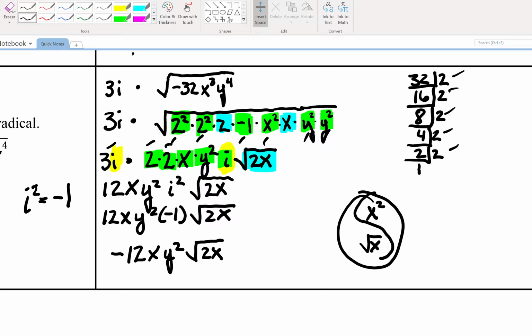And so the fact that I started with this i out in front and that I brought an i out because of the negative, they ended up canceling each other, making a negative 1 and changing the sign of my final answer, which no longer is in the complex numbers. And that's how you do it.